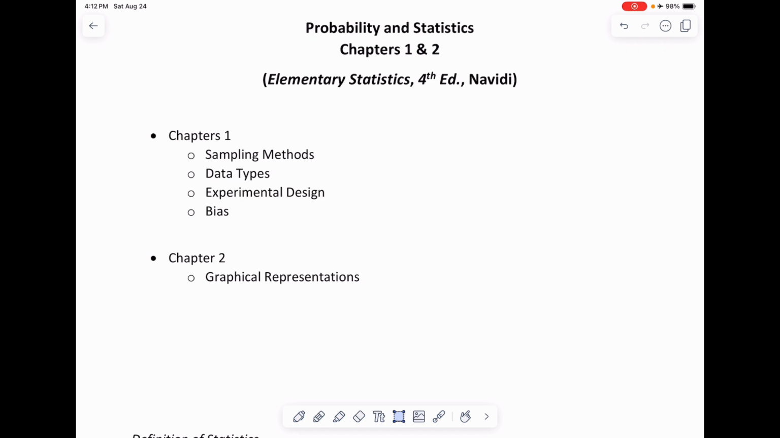And then chapter 2 is all about graphical representation. How do we take that data that we've collected, how do we visually represent it and present it to our audience in a way that makes sense to them and that they can understand the data being presented? So let's go ahead and get started here.